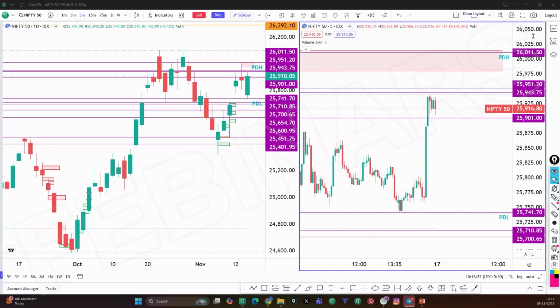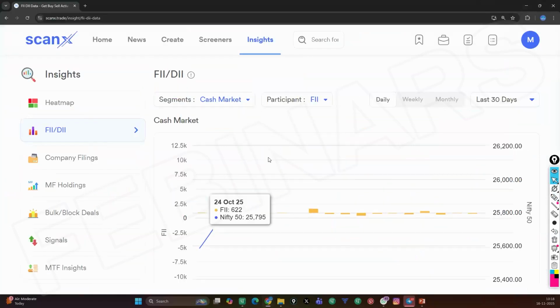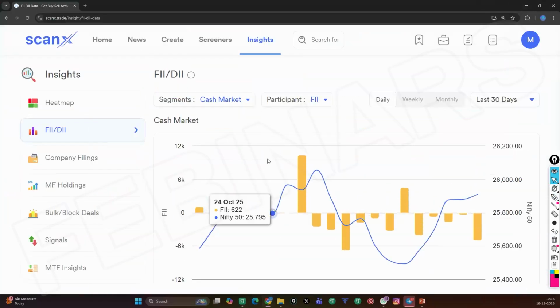How can I check? Select the cash market and then go for FIIs. What did they do yesterday, on Friday? They sold 4,900 crores. They sold 4,900 crores easily because they are not buyers at this level, ladies and gentlemen. Clear? Clear. What else? Next.